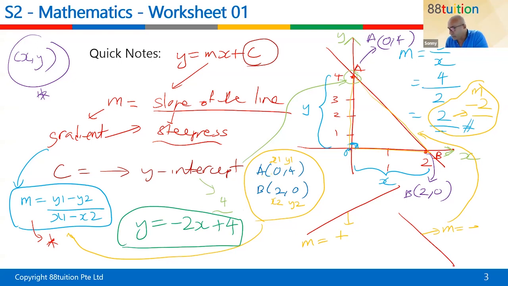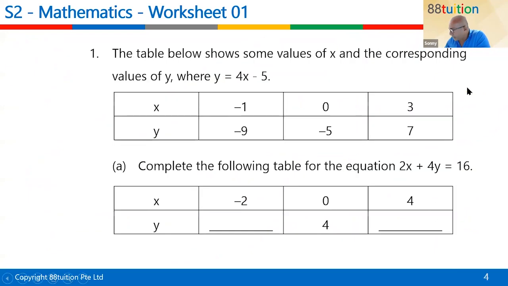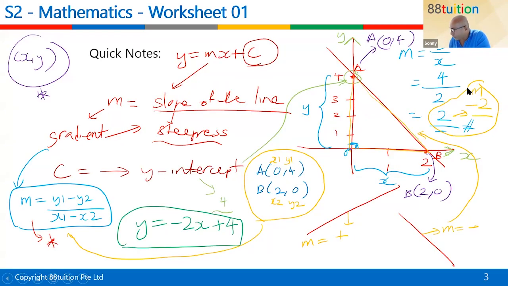Point A, I've labeled as x1, y1. Point B, I've labeled as x2, y2. And now I'm going to use the formula to find the gradient. Of course, I got the gradient earlier, which is minus 2. Let me see whether I'm right or wrong. Let me erase this.